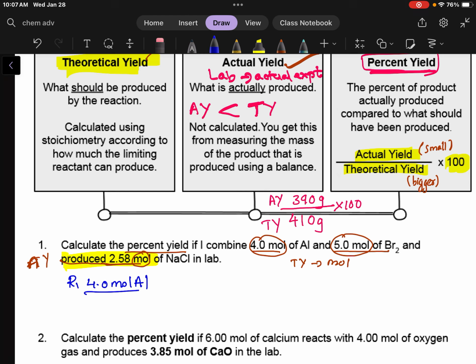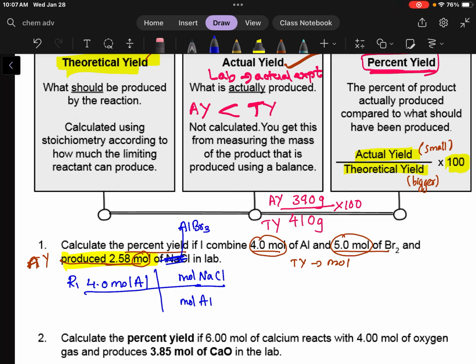Now we need the mole ratio between moles of aluminum and what we are looking for? Sodium chloride. Moles of sodium chloride. So we need an equation. Okay, there is a mistake. It is not sodium chloride. It's a typo. We have to find aluminum bromide.